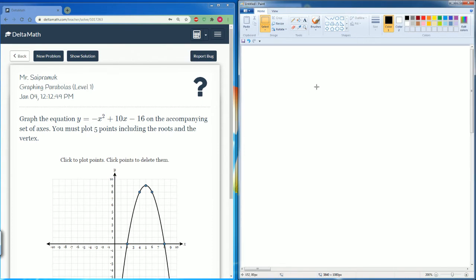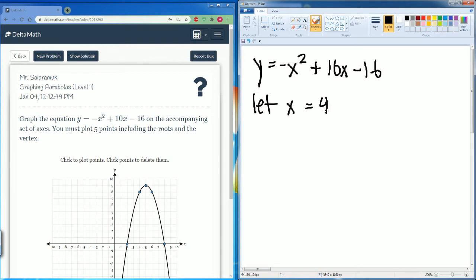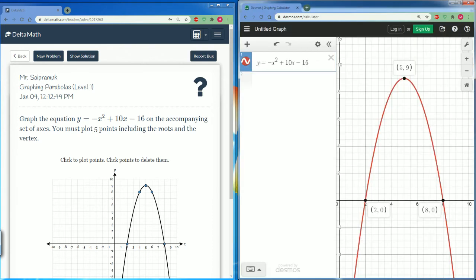All right, so I know that I can plug in these values to figure out what y is, right? So y is equal to negative x squared plus 10x minus 16. Okay, so I want to let my x equal 4. So let x equal 4. Okay, so what was my y? So negative 4 squared plus 16, times 4, minus 16. Okay, again, you can plug this into a calculator or you can just use Desmos.